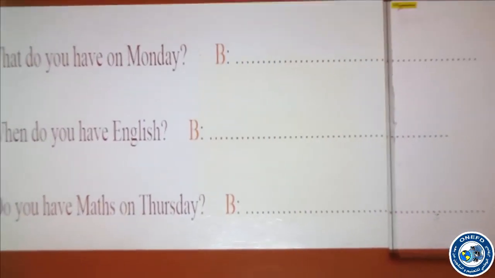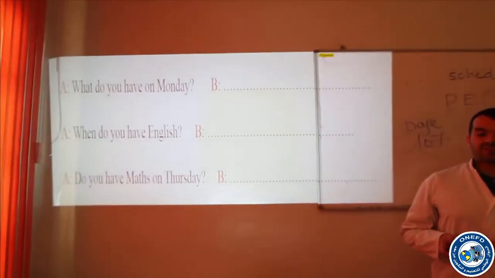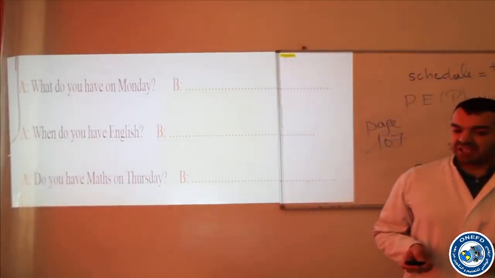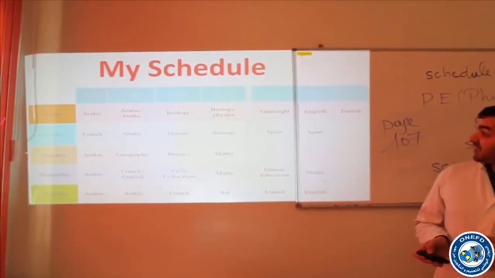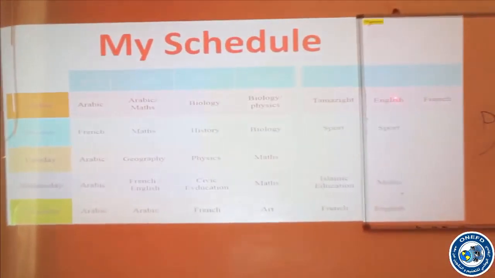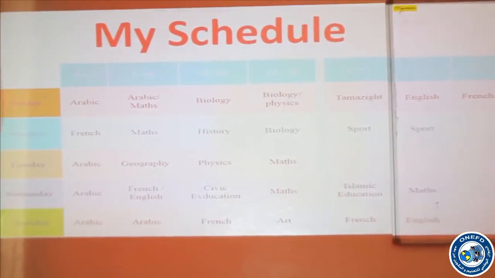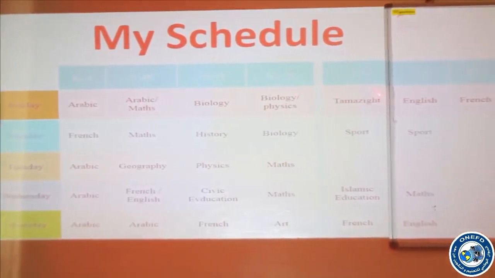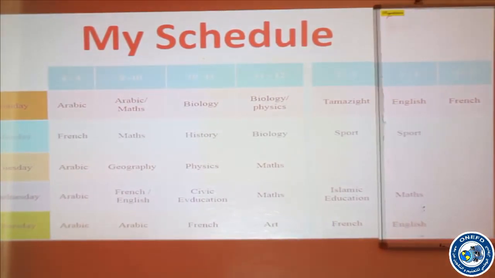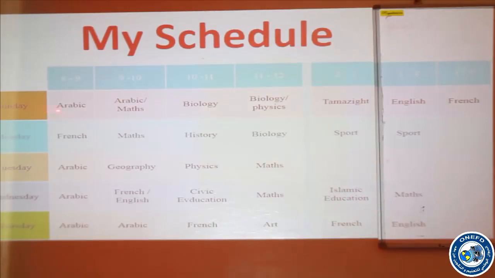Okay? Second question, when do you have English? I have English on Sunday at 3 p.m. Also, I have English on Thursday at 3 p.m. So, I have English on Sunday and Thursday.